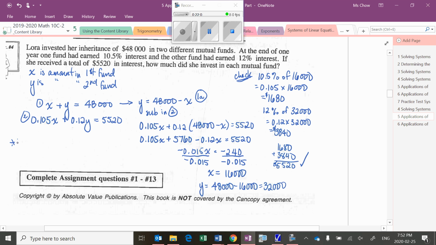Then Laura invested $16,000 in the first fund and $32,000 in the other fund.